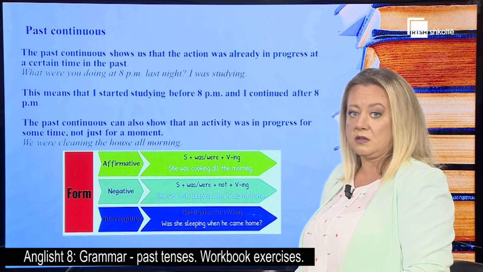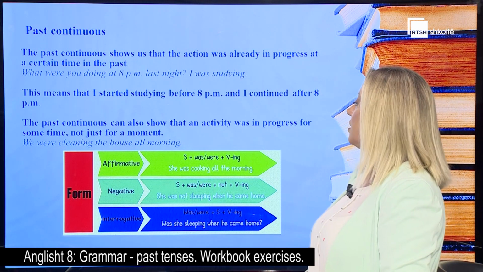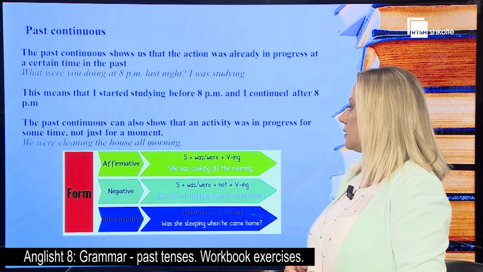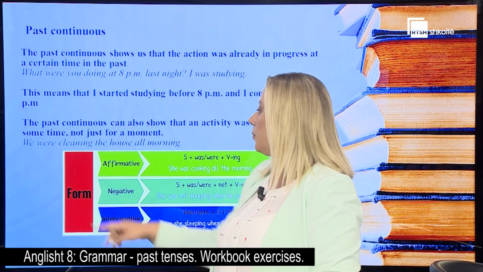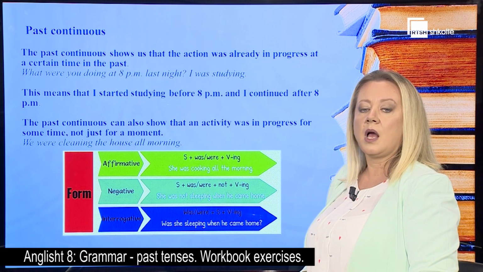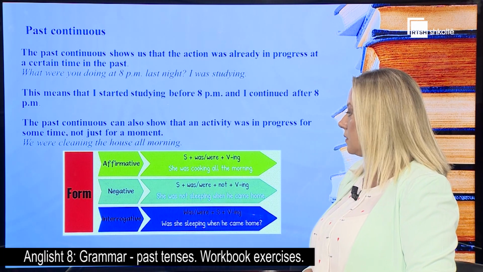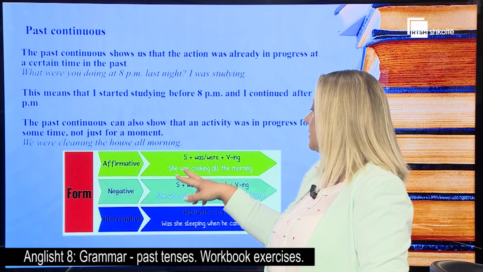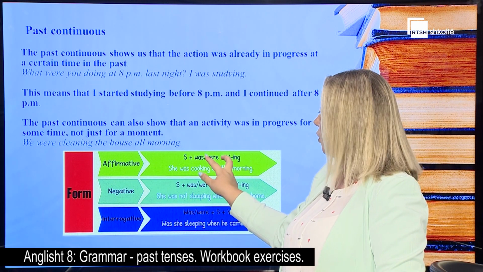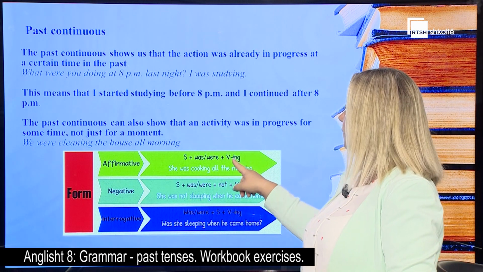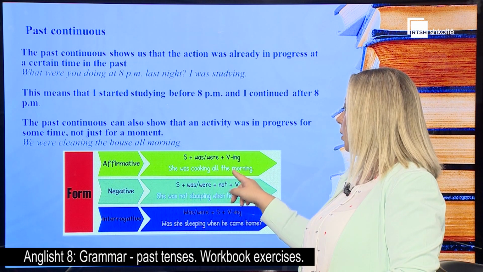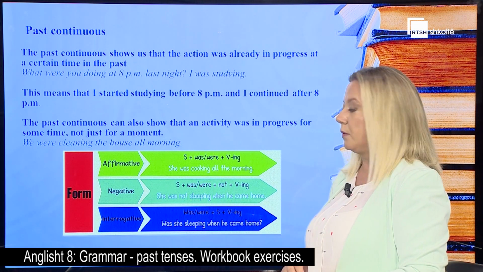This tense, past continuous, can also show that an activity was in progress for a certain time in the past. Let's see together the example. We were cleaning the house all morning. How to form the past continuous? The affirmative is subject plus was or were as form of the verb to be plus the verb ending in ing. She was cooking all the morning might be an example.